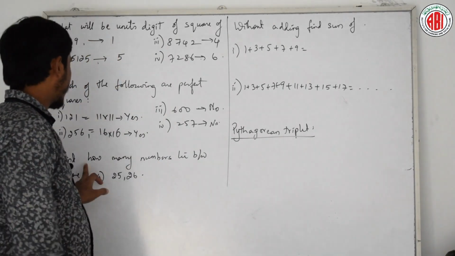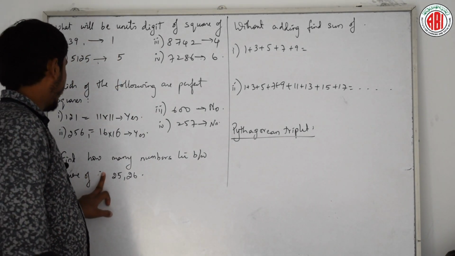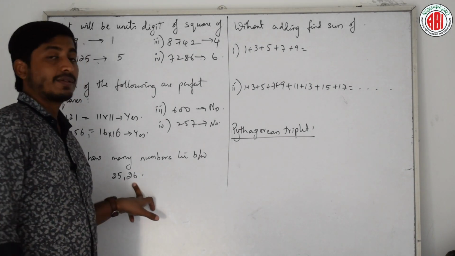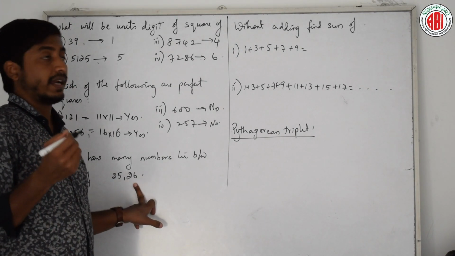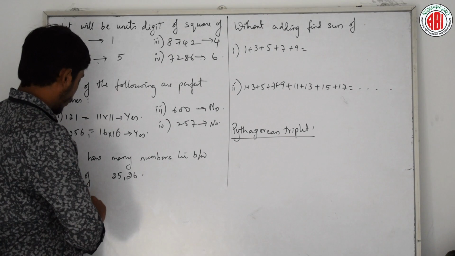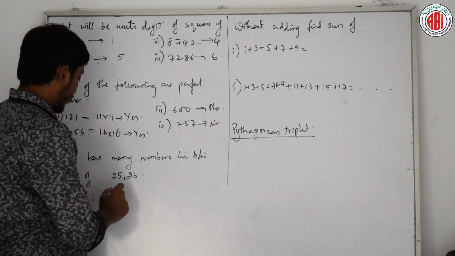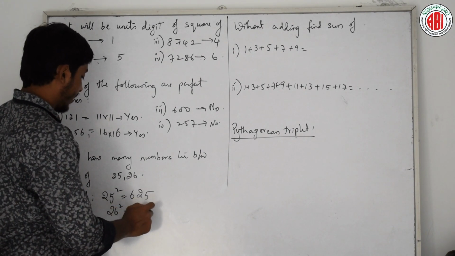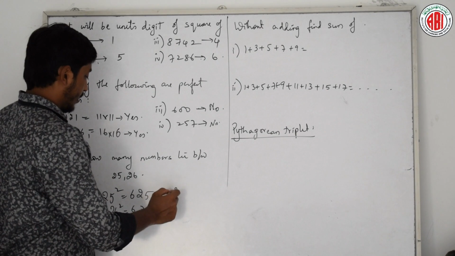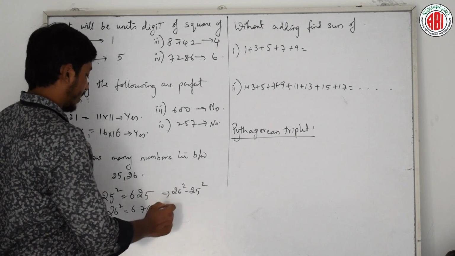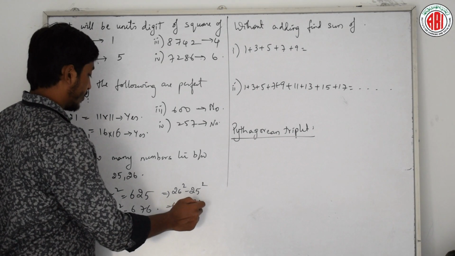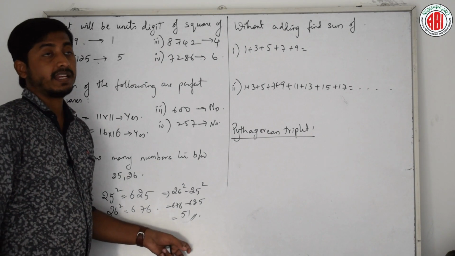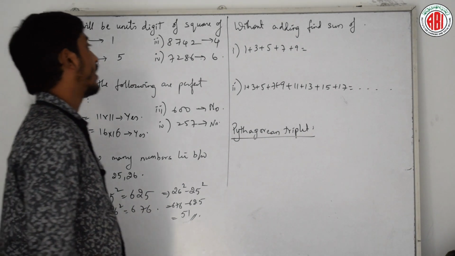Fine. Look at this next question. How many numbers lie between the squares of 25 and 26? Between 25 square and 26 square, how many numbers do we get? First of all I have to square 25, that is 625. Then the next, 26 square will be 676. Subtract 26 square minus 25 square, that is 676 minus 625. How much do we get? 51. Is it fine? Is it clear? Very good.